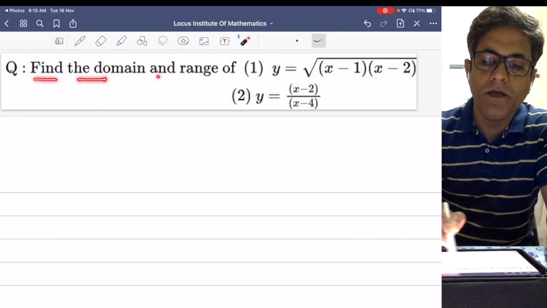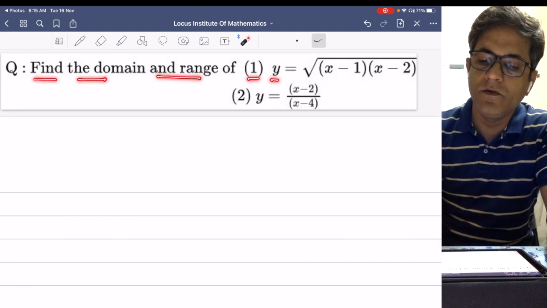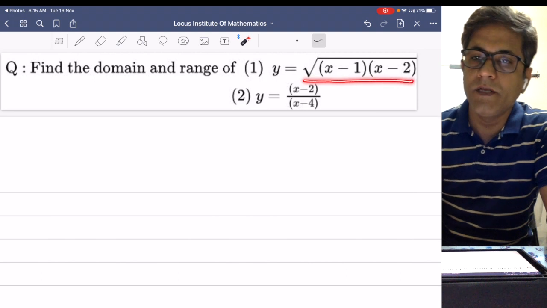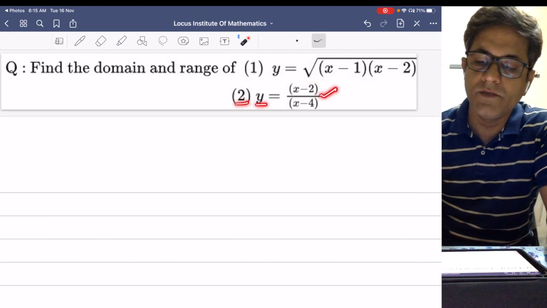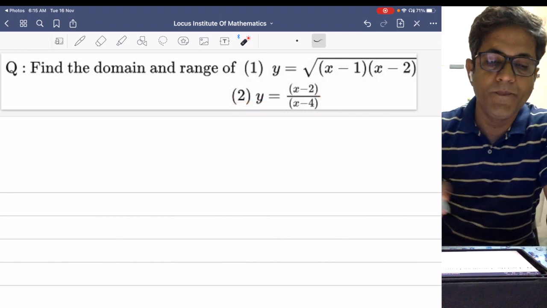Find the domain and range of question number 1. Y is equal to square root of (x minus 1) into (x minus 2). Question number 2. Y is equal to (x minus 2) over (x minus 4).